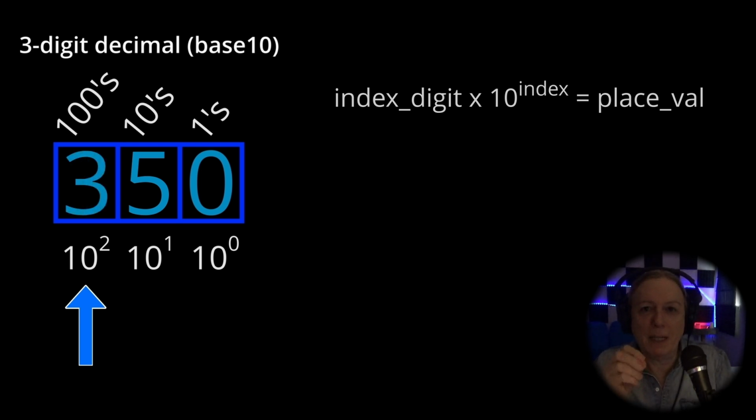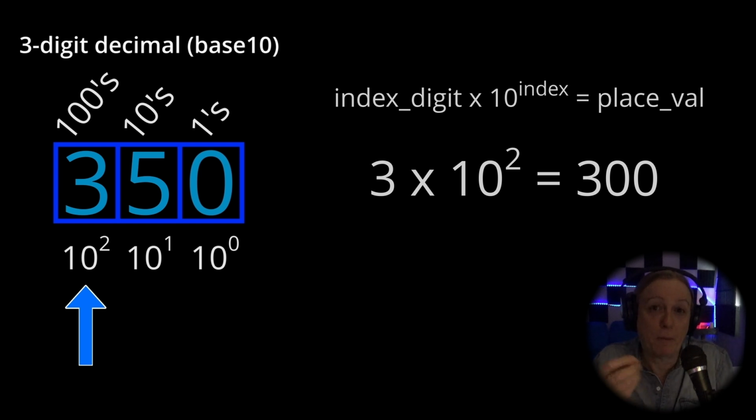Therefore, if we have a 3 in the place that has an index of 2, which we call the hundreds place, but in this case let's just say it's the digit's place that has an index of 2, well, 10 to the 2 is 100, and if we multiply that by 3, we come out with 300. So at that particular point, that digit would be contributing a value of 300 to the overall number.